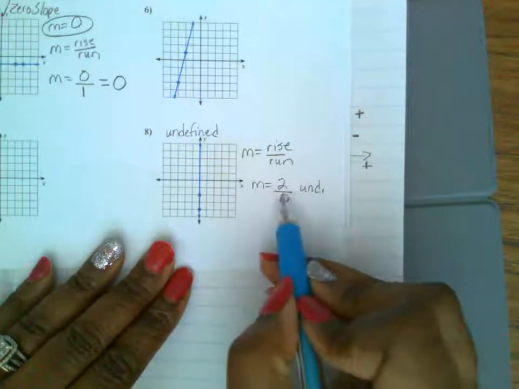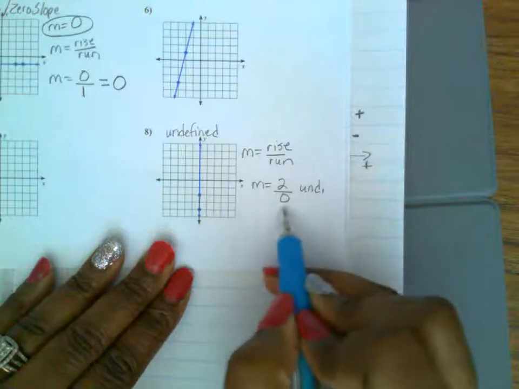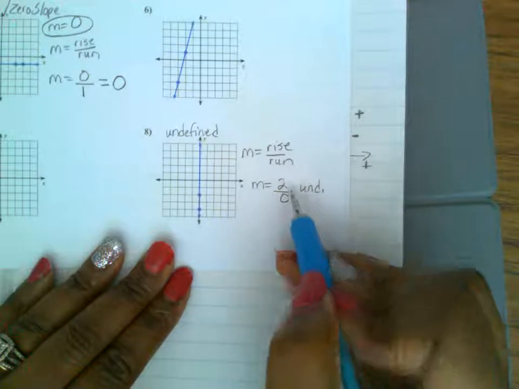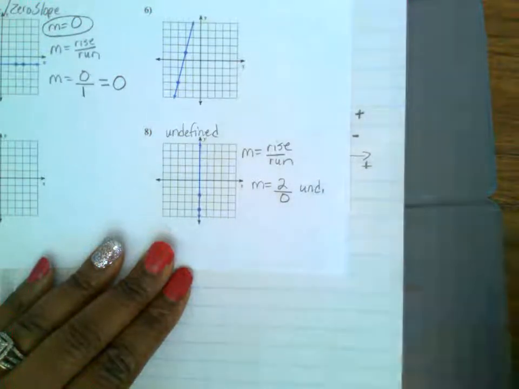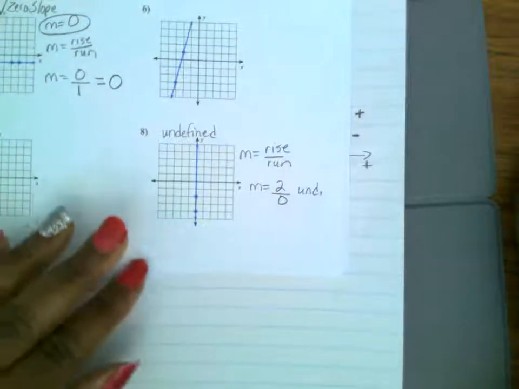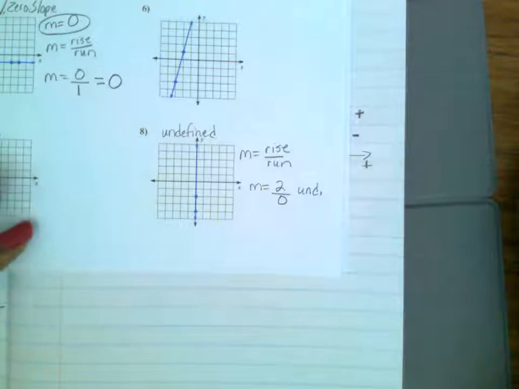You cannot graphically represent this fraction. I can't draw nothing and then shade into it. This is undefined. Any questions about number 8? Okay, now I'm going to move on to day 3.